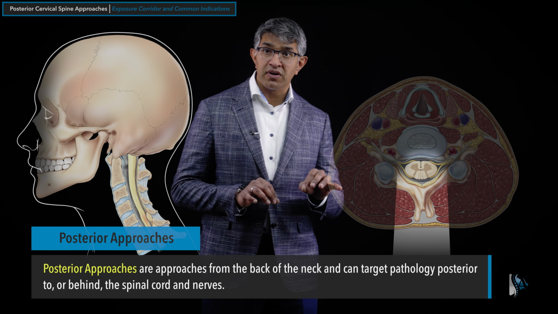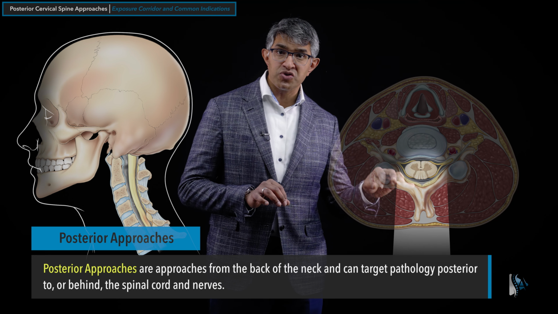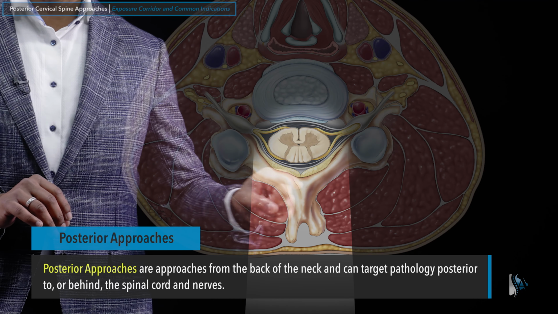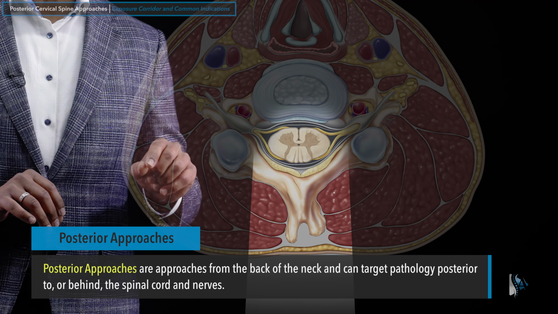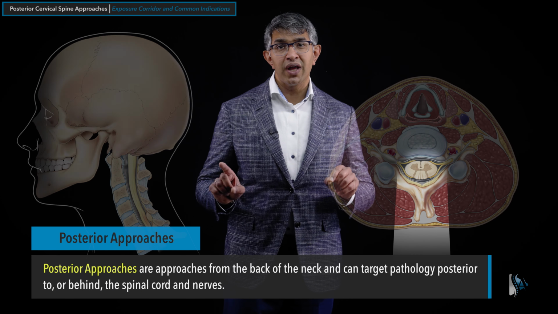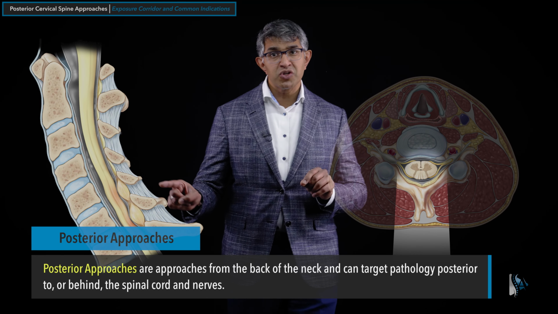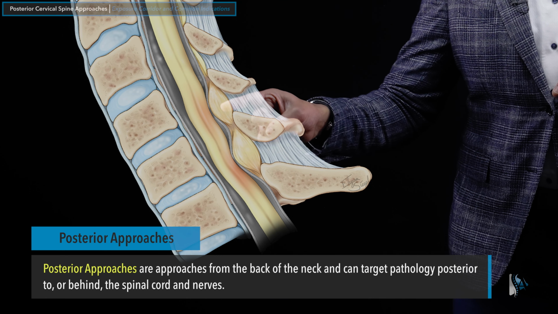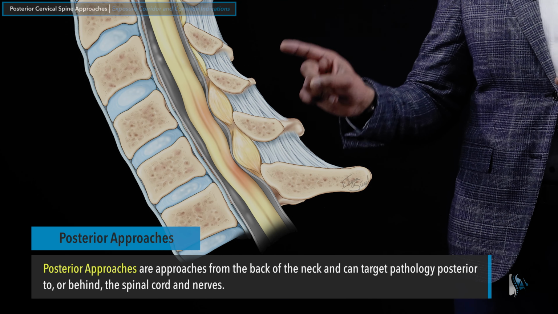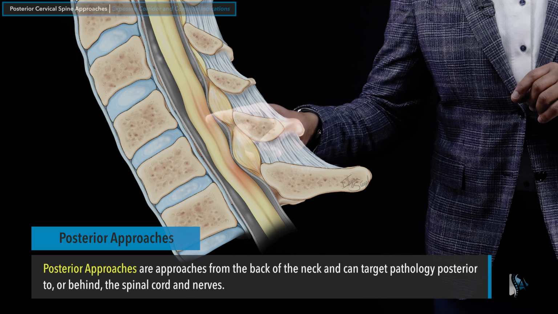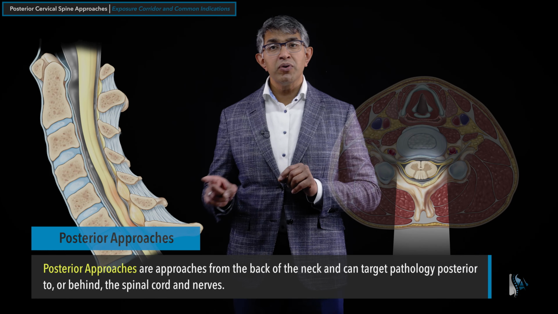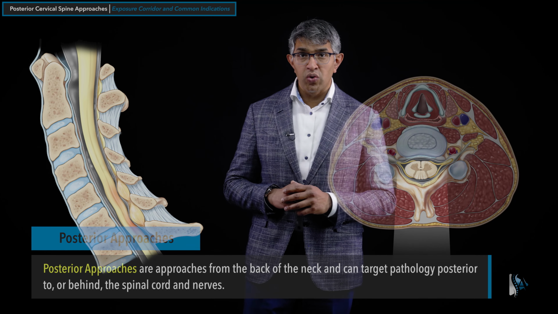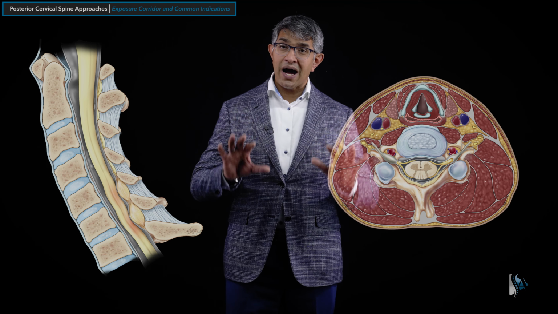They can target pathology that is behind or posterior to the spinal cord and the spinal nerves, and that is this area over here. Generally, when we do these procedures, we are able to come at the spine from a posterior approach and address pathology in the back. So here you can see there's some ligament thickening here. That ligamentum flavum is causing pressure on the spinal cord, and from a posterior approach, you'd be able to remove that and decompress the spinal cord. So we'll talk a little bit about how that is done.